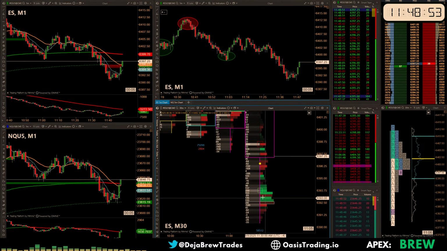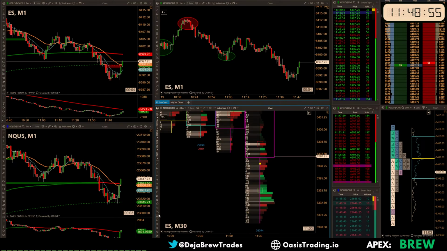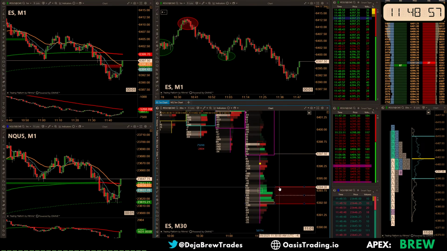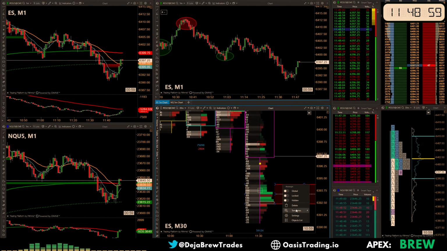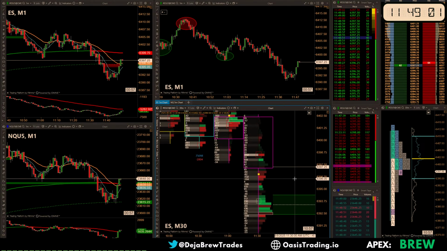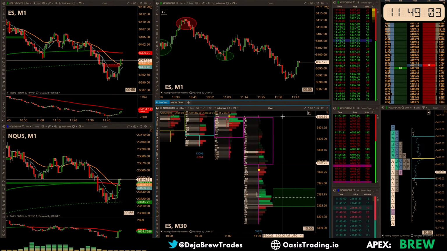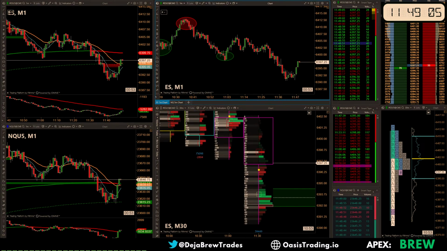Not exactly absorption, but buyers coming in here. A really good buyer node at 94. Turning into a little bit of a 30-minute sweep here. Have a good weekend, Scott.